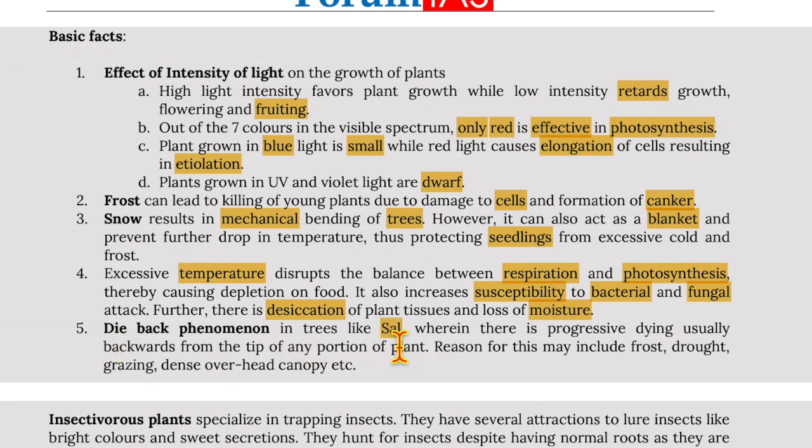Dieback phenomenon in trees like sal, wherein there is a progressive dying, usually backwards from the tip of any portion of the plant. Reasons for this may include frost, drought, grazing, dense overhead canopy.